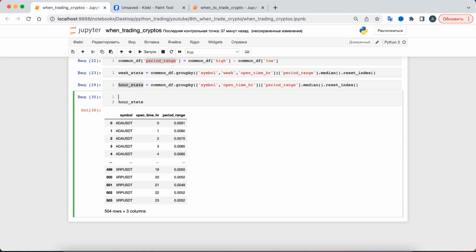We need to calculate the next things. We go to the hours data and make a group by again by symbol, and of course period range, and choose the largest values here, top 3, as I mentioned before. Reset index.